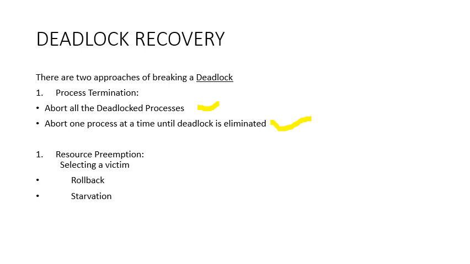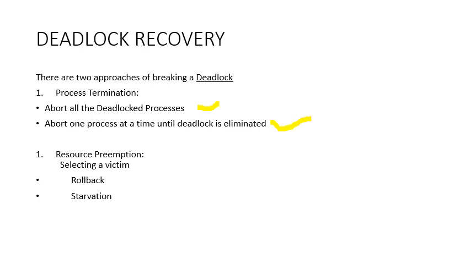Here we'll abort all the processes which create the deadlock, but with a great expense. The deadlocked processes may have computed for a long time, and the results of those partial computations must be discarded, and there is a probability of recalculating them later. So we are aborting all the deadlocked processes, which is a little bit expensive, but we can recalculate them later, after avoiding the deadlock.